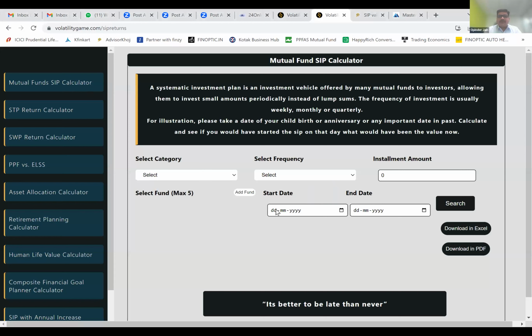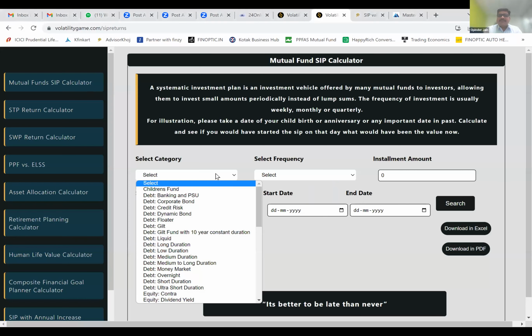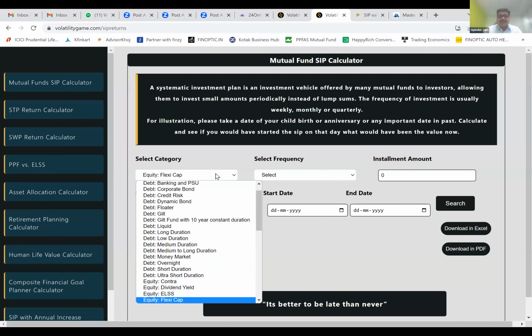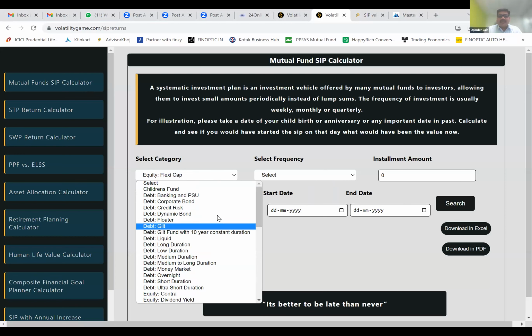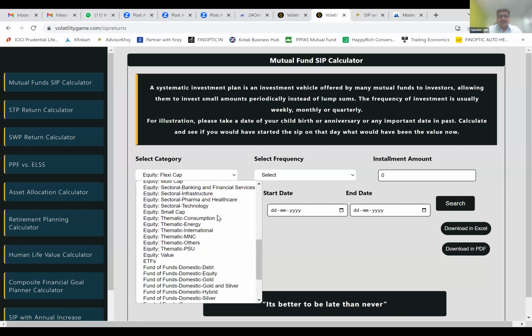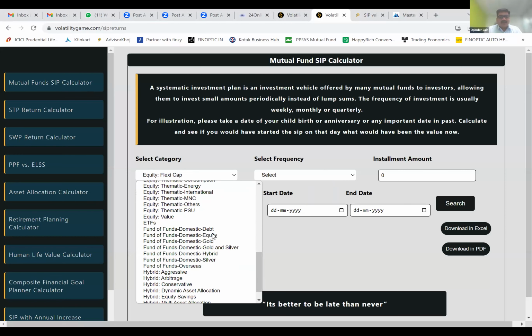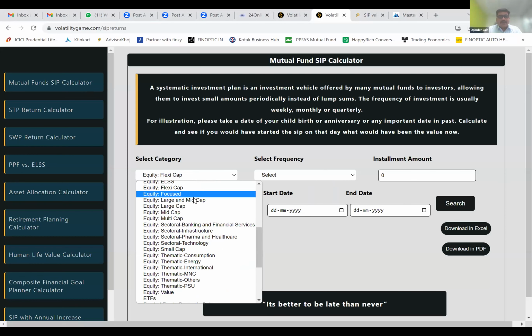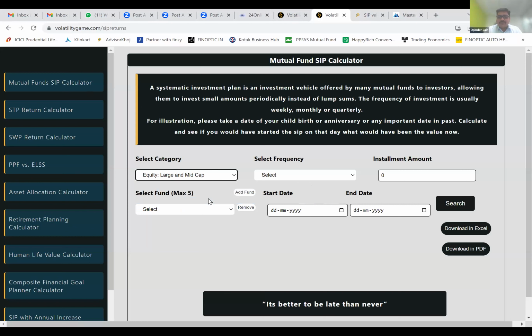How does this work? Let's select a category. As we said, 10 years is an average where nothing is given as a negative return. So let me take a fund which is into, say, large and mid cap. Is everyone okay with this? And let's take a monthly investment, an SIP amount of 10,000 rupees.